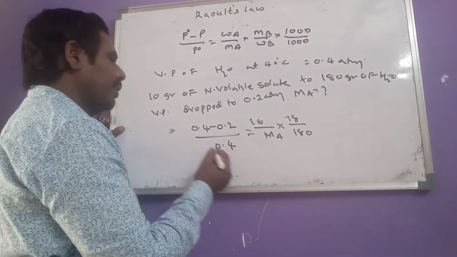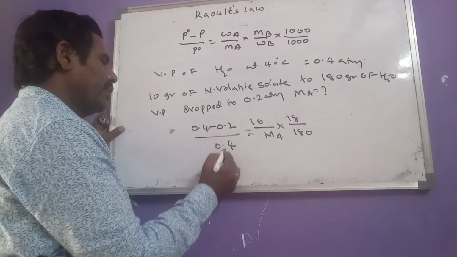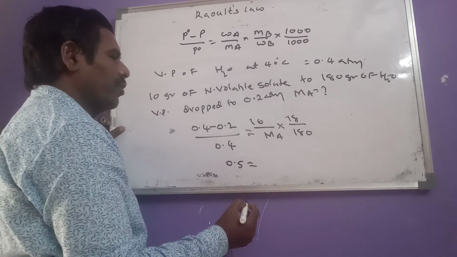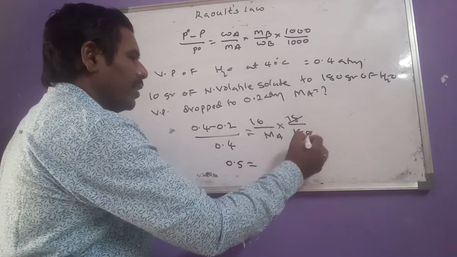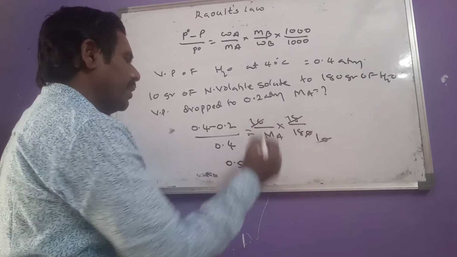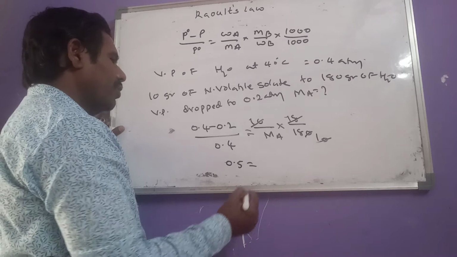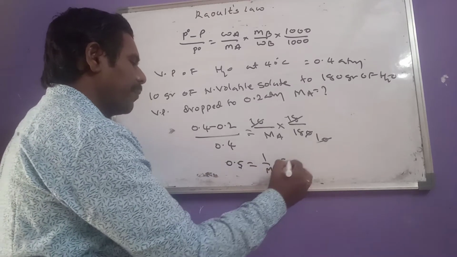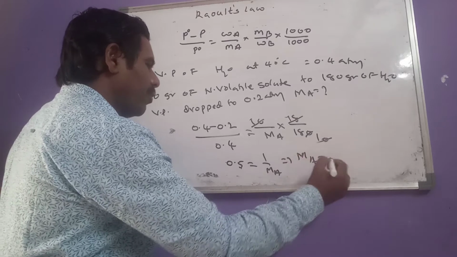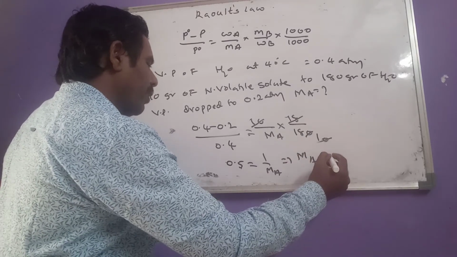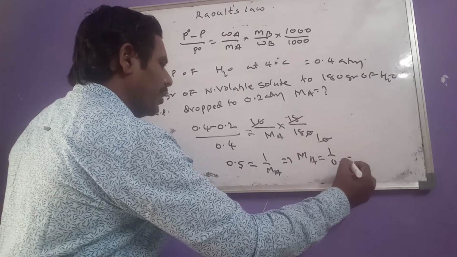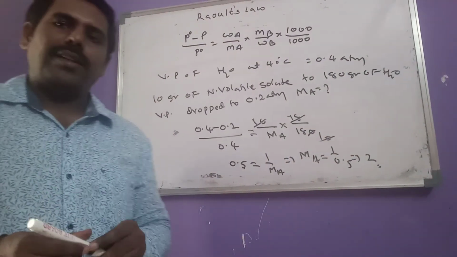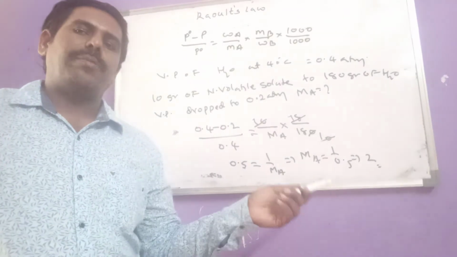So now upon that calculation, we can get 1 by 2, means 0.5, equals to 18 ones are 18, 18 tens are 10 and 10 get cancelled. So now 0.5 equals to 1 by MA. Therefore MA equals to 1 by 0.5, means we can get 2. So molecular weight of that solute is 2.